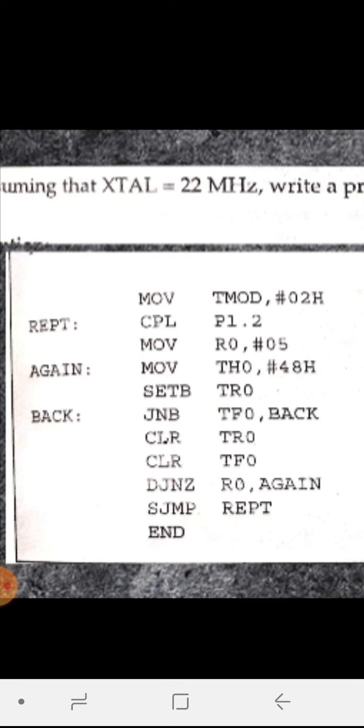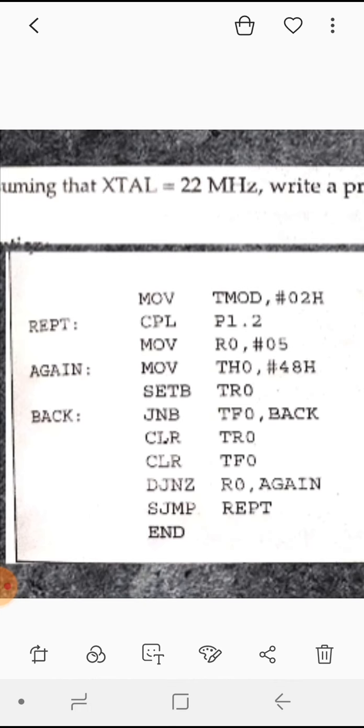If you go with mode 0, this mode 0 is also like mode 1, except that it is a 13-bit timer instead of a 16-bit timer. So mode 0 is the same as mode 1, except that mode 1 uses a 16-bit timer, whereas mode 0 uses 13-bit. So we are done with the mode 1 programming, and this is how you can do the programming in mode 2 also.